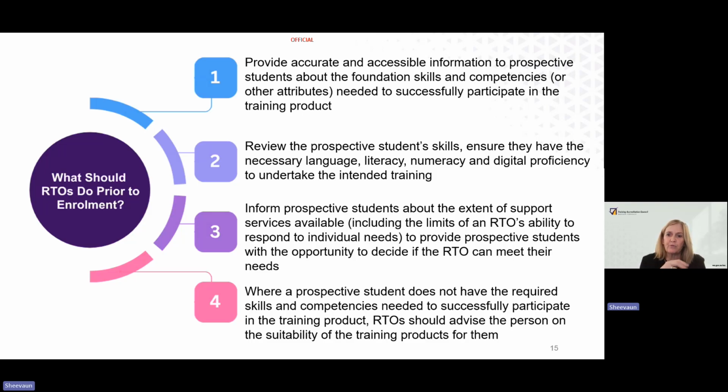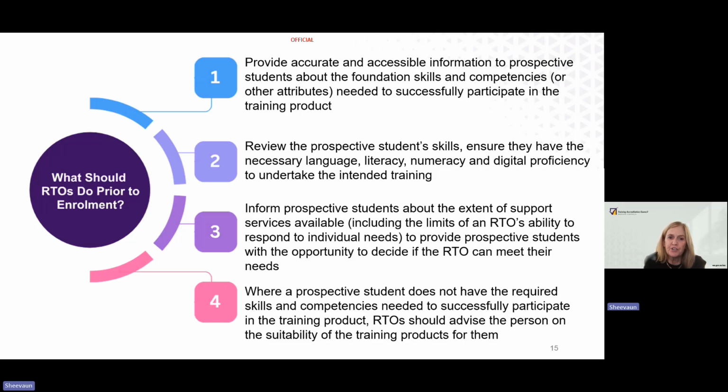Okay. Steps 2, 3, and 4 are really around what we're going to cover now, which is about what do I need to do now? Prior to enrolment, stage 2 talks about reviewing the prospective student's skills to ensure they've got the necessary language, literacy, numeracy, and digital proficiency to undertake the intended training. I want to highlight here that it's not just about LLN, it's about LLND and student potential skills. And again, what we're not trying to do is put students off enrolling through this process. We're just trying to make sure that the students are on the right training program that's suitable for them.